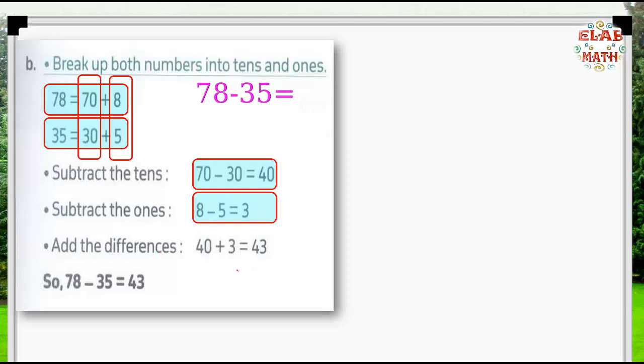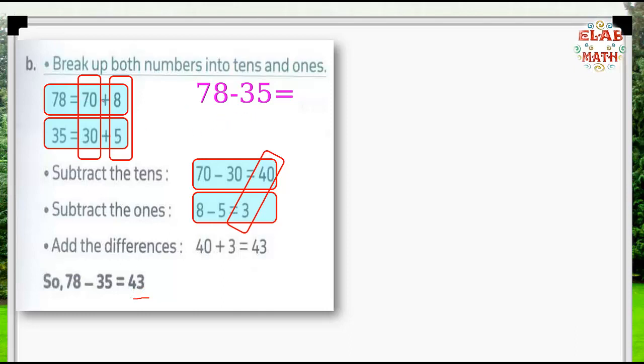40 plus 3 equals 43. This is the result. 43 is the answer, or the difference. 78 minus 35 equals 43. I will say again, breaking up two numbers.